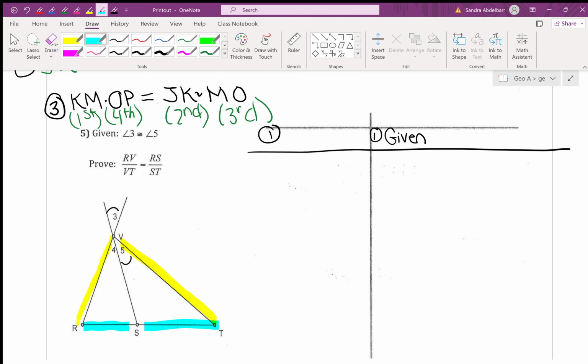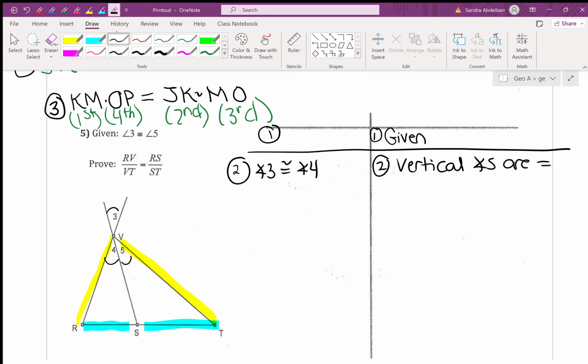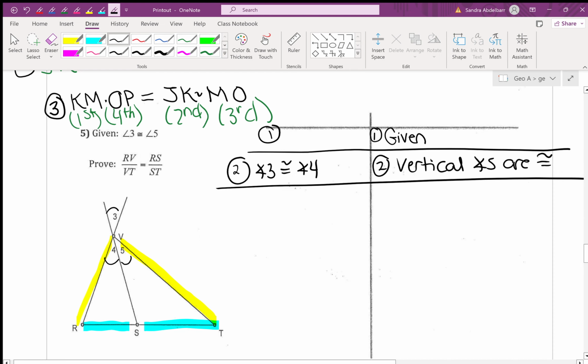If I'm going to show that VS is bisecting RVT, which two angles do I need to show congruent? 4 and 5. You got it, 4 and 5. Right now, 3 is congruent to 5. But isn't 3 also congruent to 4? Yeah. So let's go ahead and say that angle 3 is congruent to angle 4. Vertical angles are congruent. So if 3 is congruent to 4 and 3 is also congruent to 5, what can we say? That 4 is congruent to 5. What reason? It's one word. Good, Lucas. You're bringing your A game today. Transitive.